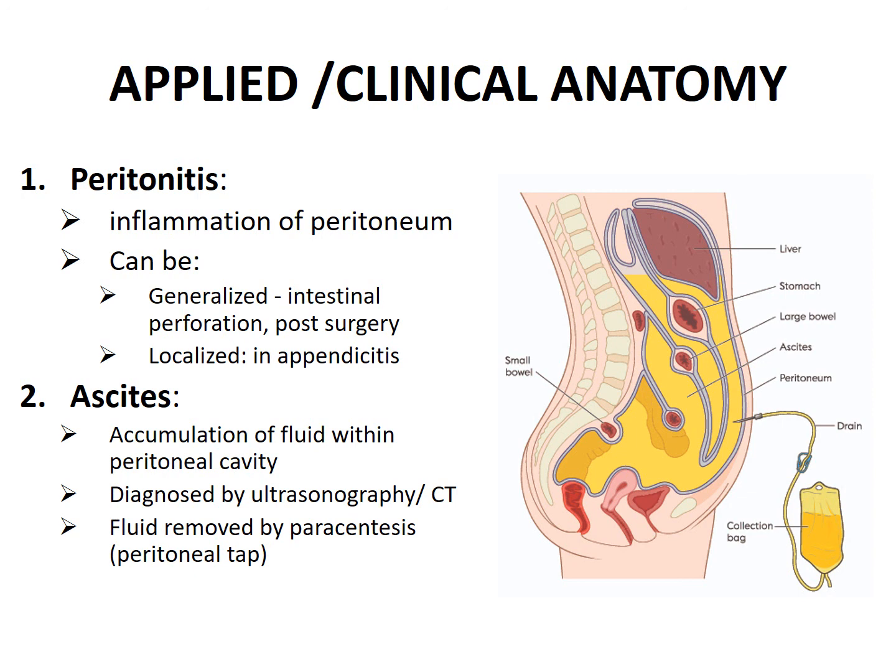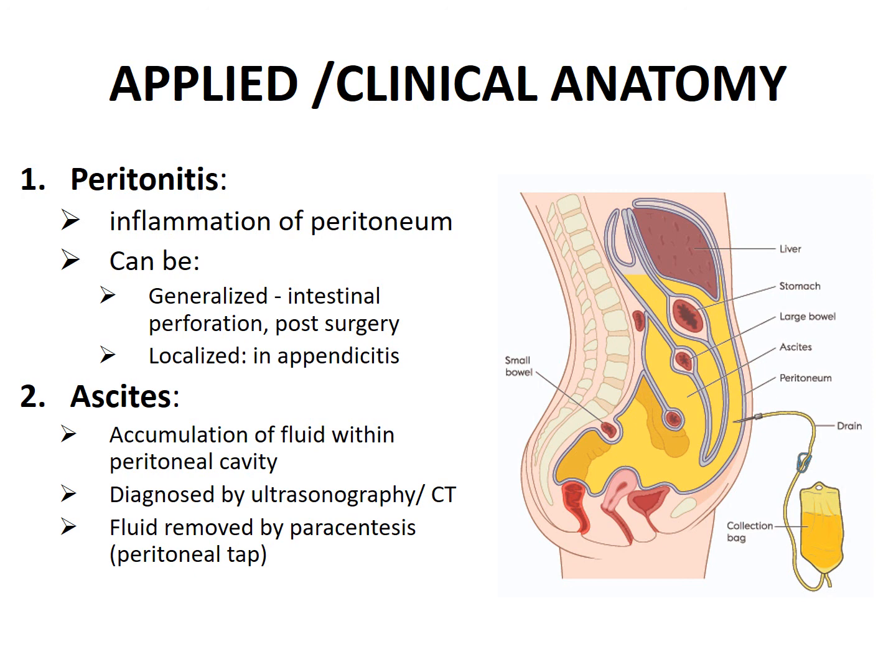This inflammation of the peritoneum can involve the whole of the peritoneum all over, right? This is called generalized peritonitis, which generally occurs because of perforations of the intestine, or in certain surgical procedures where we open the peritoneum and the abdominal cavity. Then it can be localized in case of appendicitis.